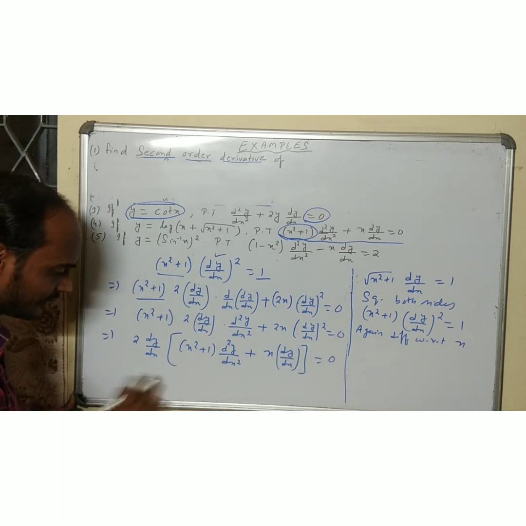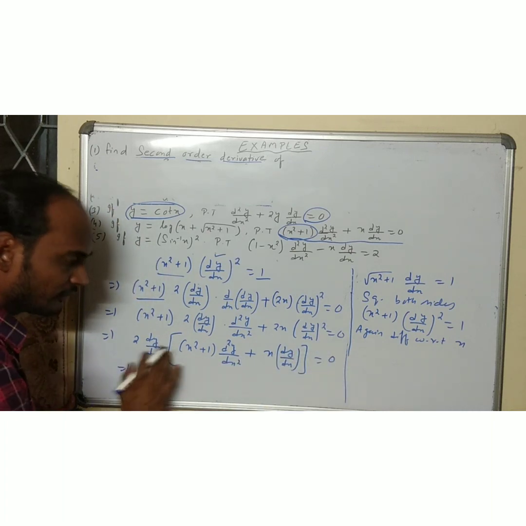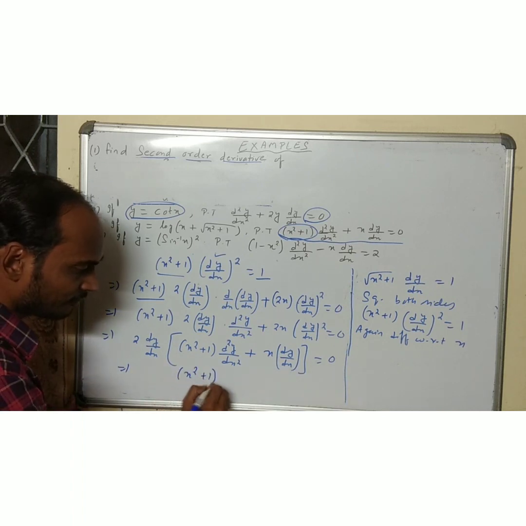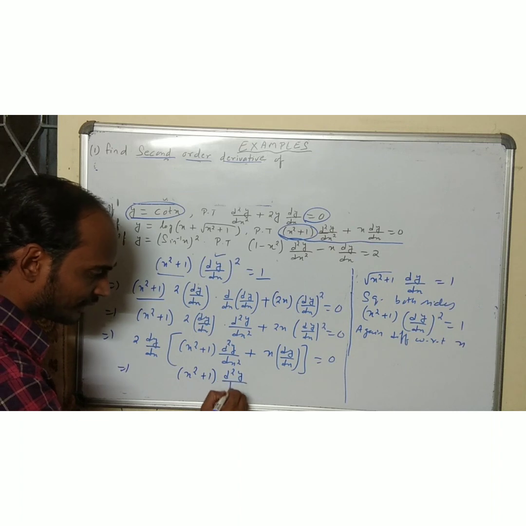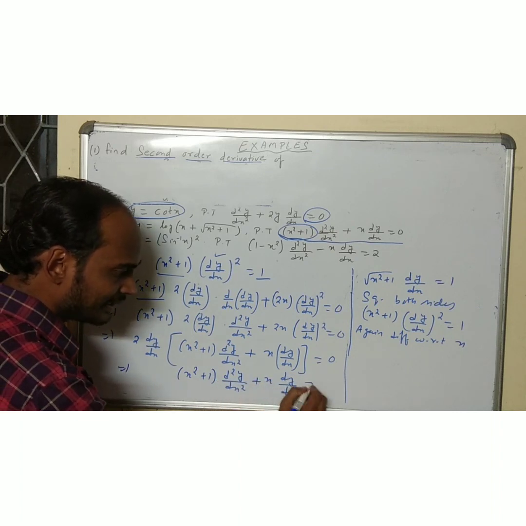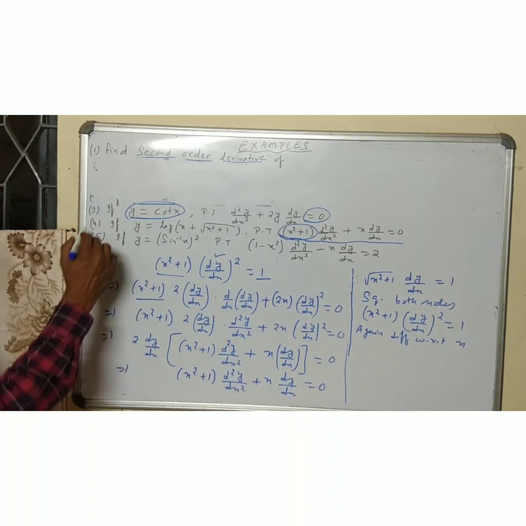So this one will go to the other side, or we can say that dividing 2 dy by dx on both sides, we will get (x square plus 1) into d2y by dx square plus x into dy by dx is equal to 0. So in this way we have proved.